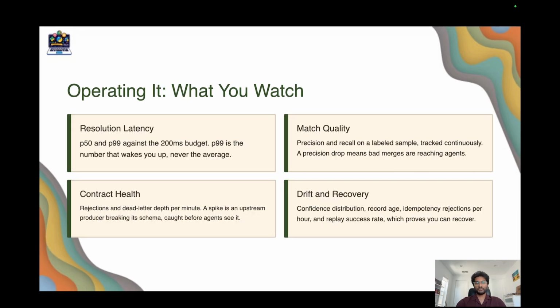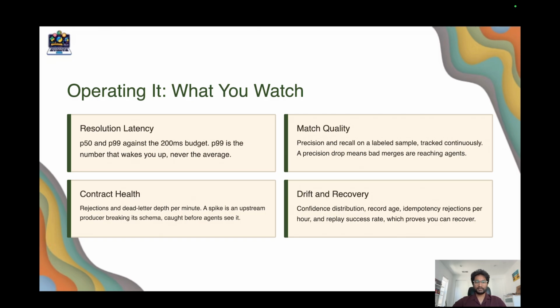And making it visible means instrumentation. So here is the dashboard you actually watch when this is running in production. Four things. The first one being resolution latency. P50 and P99 against your 200 millisecond budget. Watch the P99, not the average. The average will lie to you. The P99 is the one that wakes you up at night.